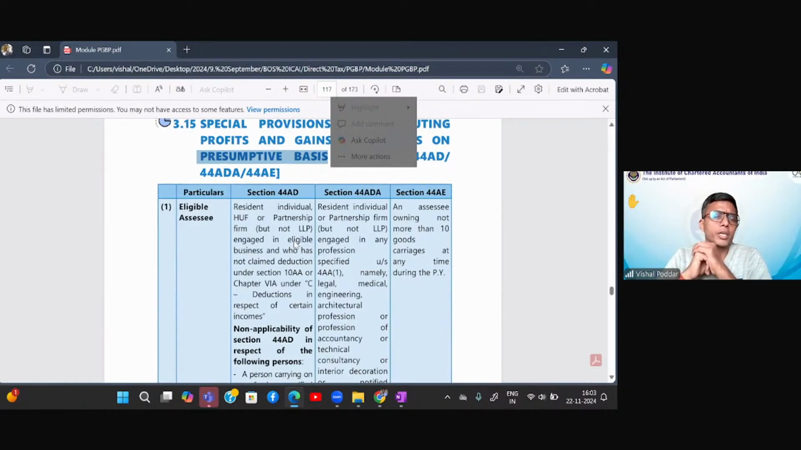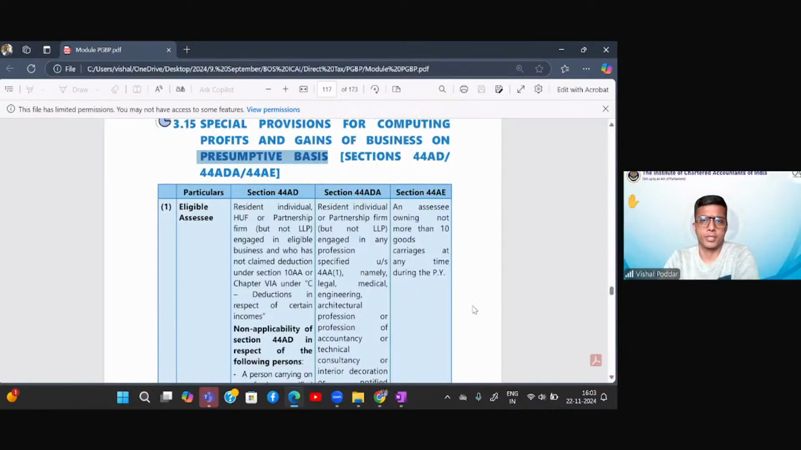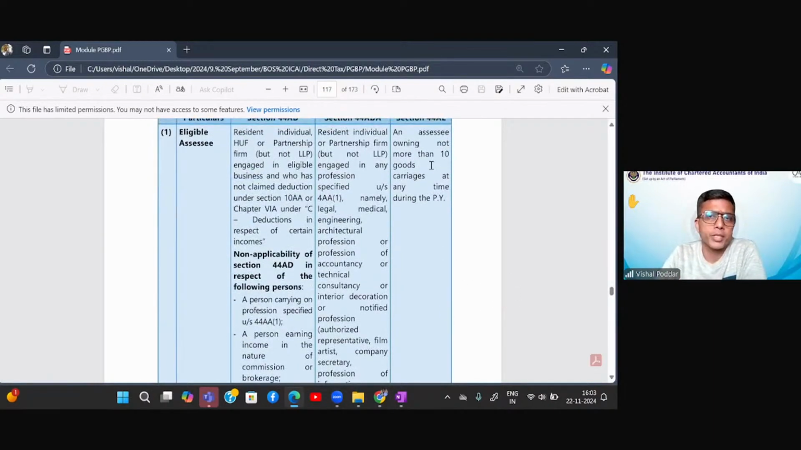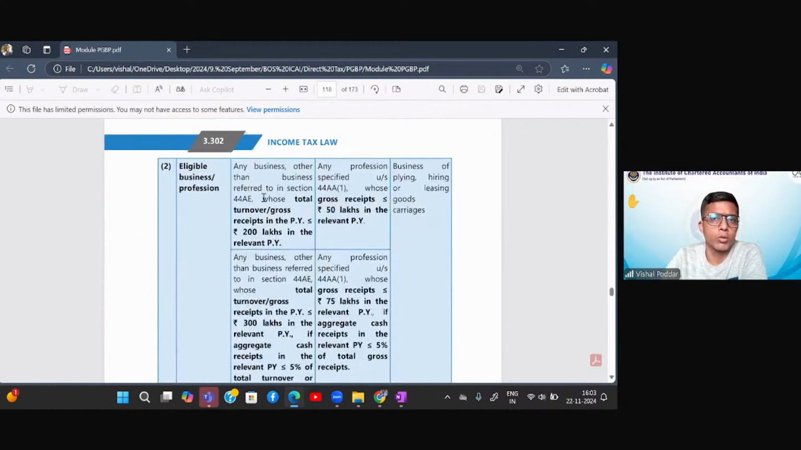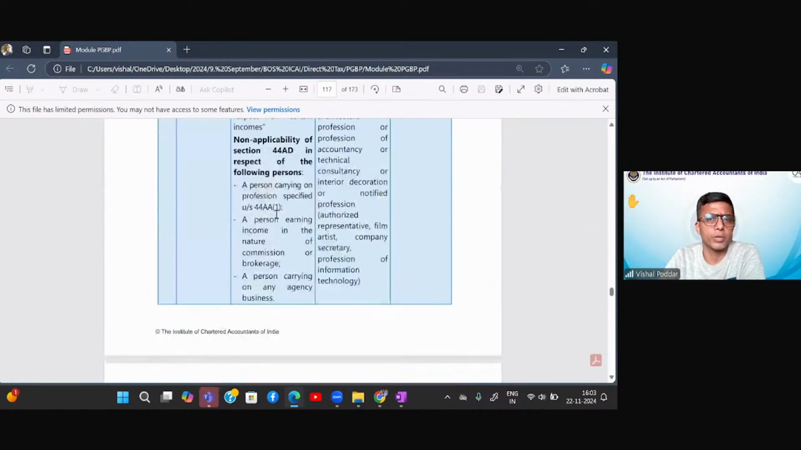The presumptive section deals with three categories of assessees. First category of assessee is those who are engaged in goods transport business. So 44AE covers those assessees who are engaged in goods transport business. How do you get to know? See, the nature of business is plying, hiring, leasing of goods carriages. So their business is goods carriage, that is, they are in transportation of goods, in simple words.